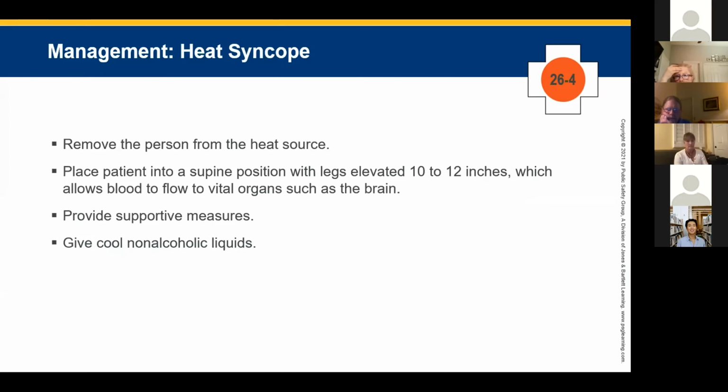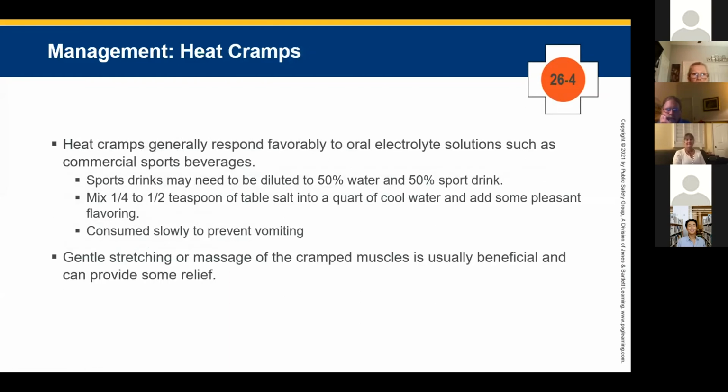Provide supportive measures and cool non-alcoholic liquids. I don't understand why non-alcoholic liquids. Okay, heat cramps, oral electrolyte solutions. I don't think we have any. The only thing we have is sports drinks, 50 to 50. Why do you think that you would cut sports drinks in half, water and half sports drink?